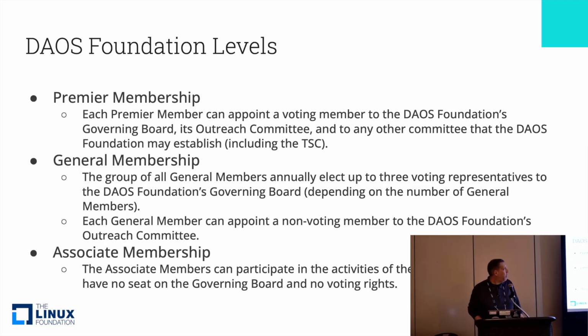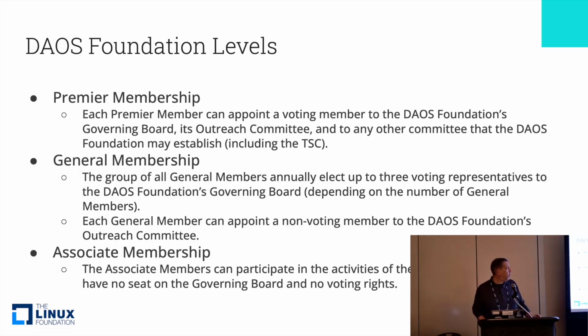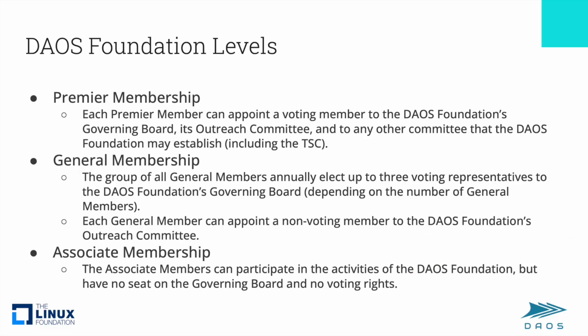With Premier, you get a voting seat on the governing board, and of course, you can participate in the outreach committees. In general membership, all the general members elect one member to the board. Currently, we don't have any general members, so if you want to sign up there, you can also make it onto the board. And then associate members, they can participate in anything. They just don't have a seat on the governing board.